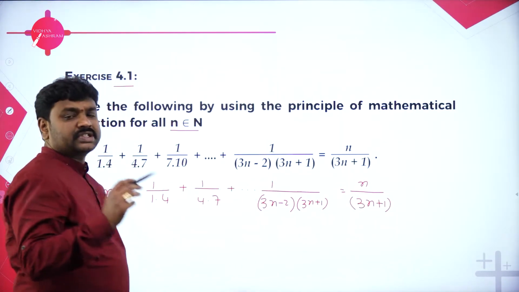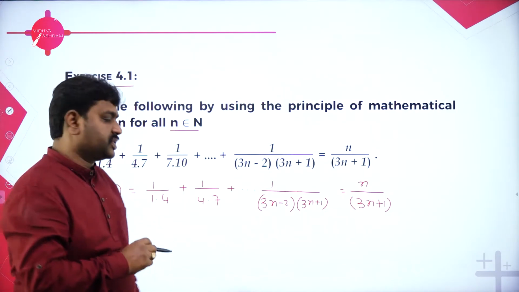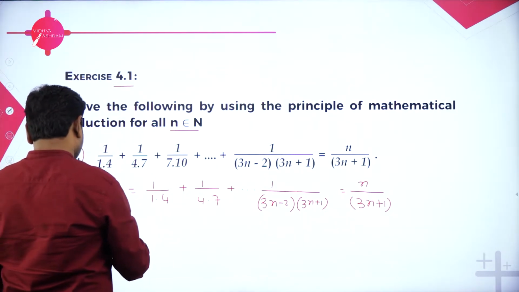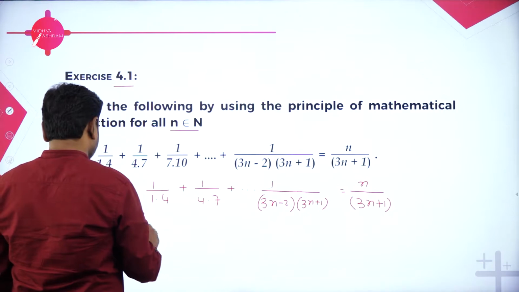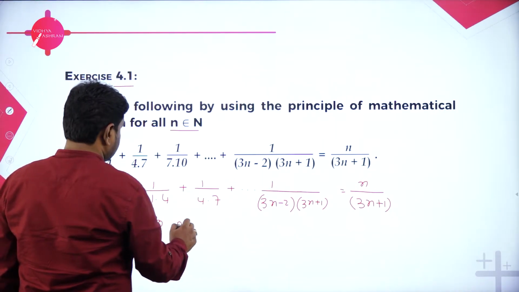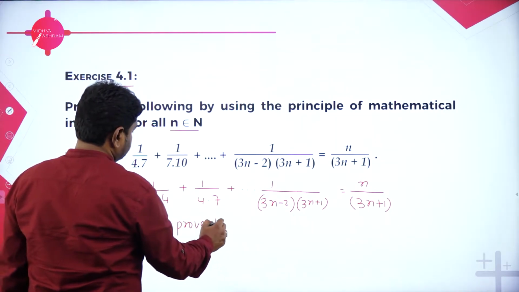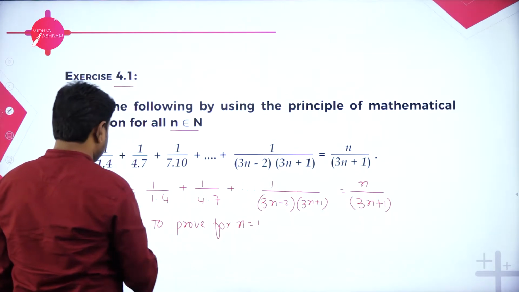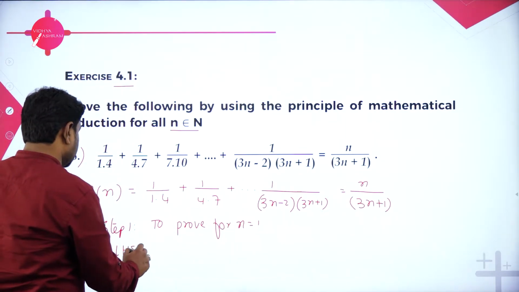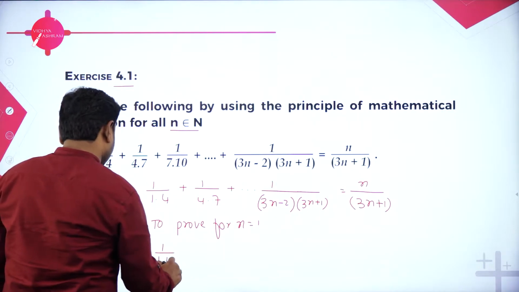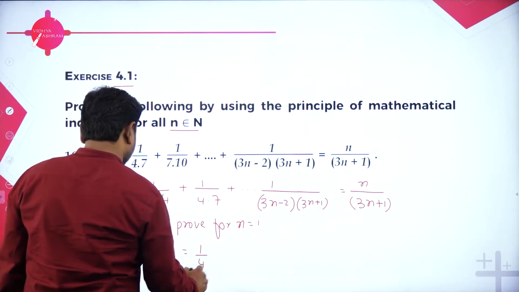Now we need to prove this in 3 steps. First we'll start with step 1. Step 1. To prove for n is equal to 1, means in LHS you take one term. What is one term? 1 by 1 into 4. 1 by 1 into 4 becomes 1 by 4.